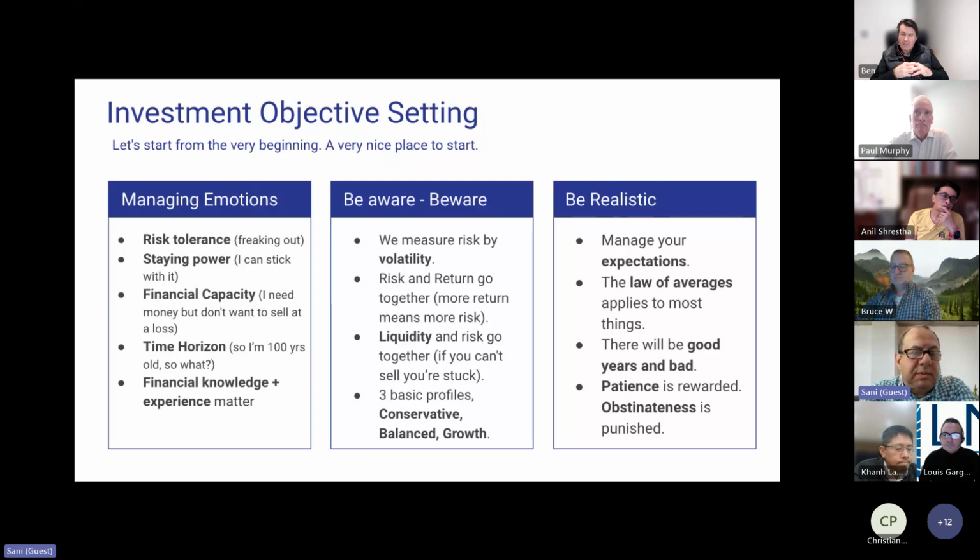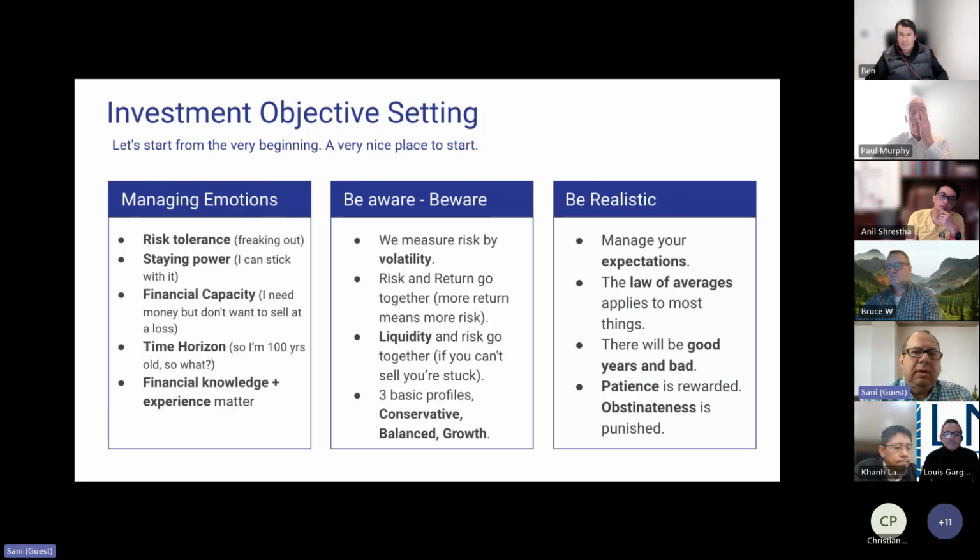And financial knowledge and experience matter. I mean, some people have a lot, some people have a little, but it all matters. And it all matters because you have to really understand what you're doing and feel comfortable with your investments. In the center here, what I'm talking about is be aware of what is going on around you.